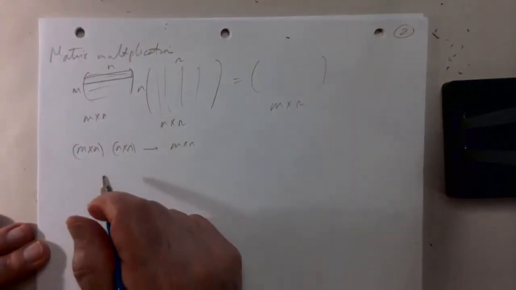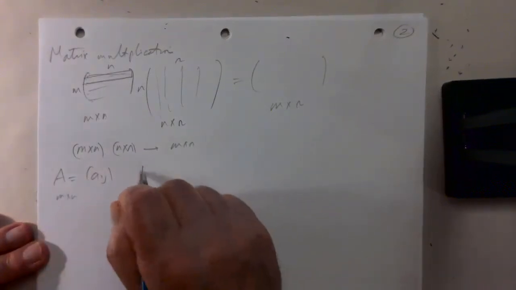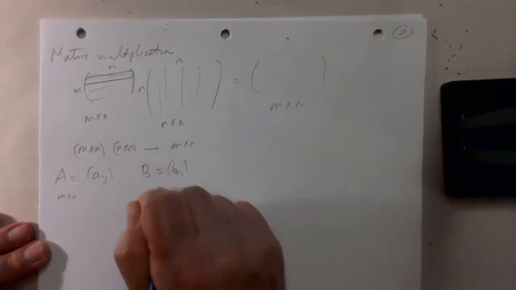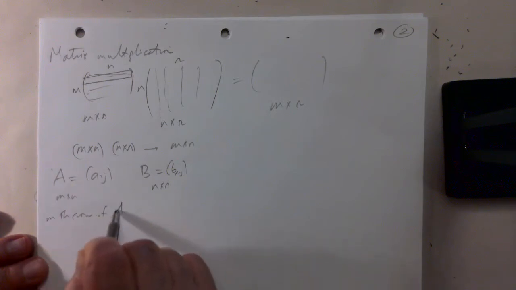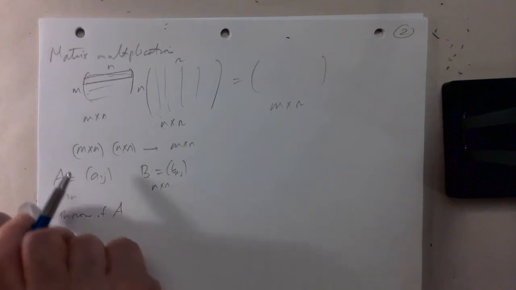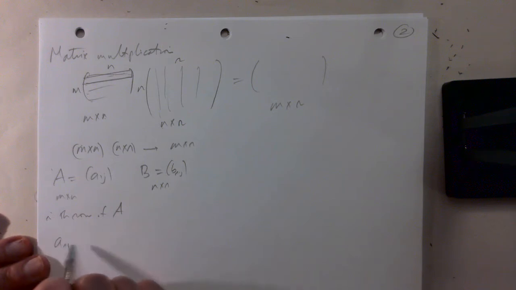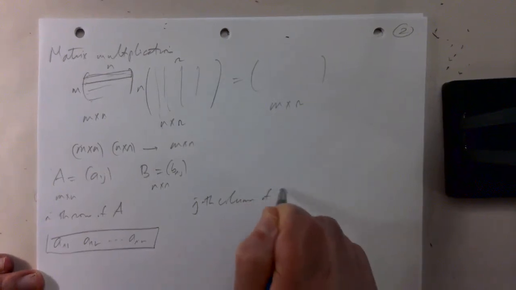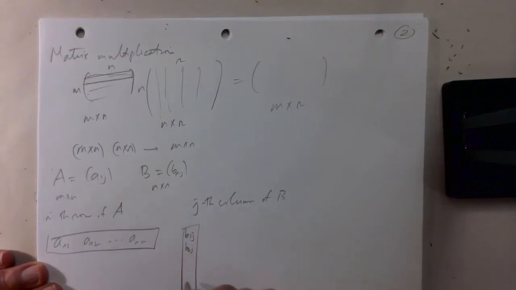And the rule for matrix multiplication is the following. If A is Aij, this is M by N, and B, I'll write this as Bij, N by R. If you take the ith row of A, it looks like this: AI1, AI2, up to AIN. That's the ith row of A. If you take the jth column of B, that looks like B1J, B2J, down to BNJ.